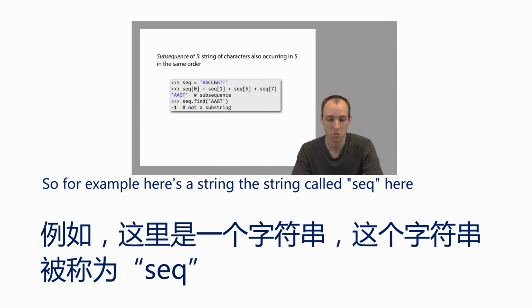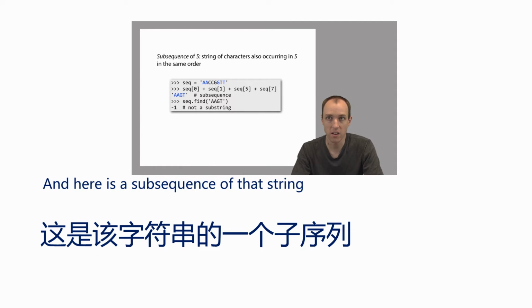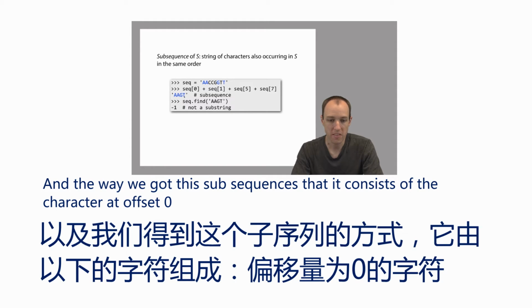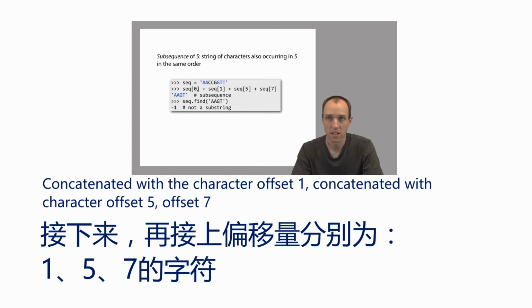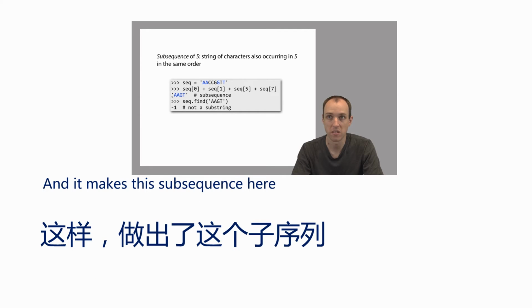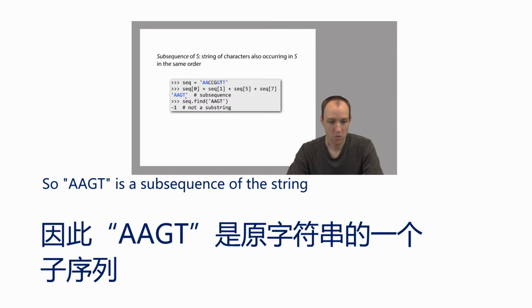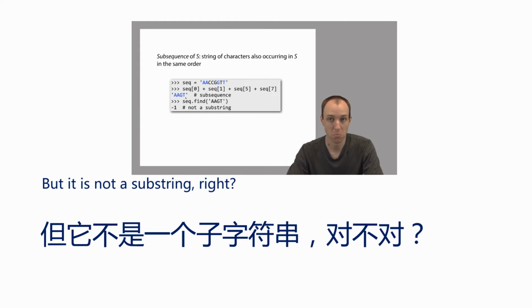So for example, here's a string, this string called seek here. And here is a subsequence of that string. The way we got this subsequence is that it consists of the character at offset 0, concatenated with the character at offset 1, concatenated with the character at offset 5, offset 7, and it makes this subsequence here. So AAGT is a subsequence of the string, but it is not a substring, right?